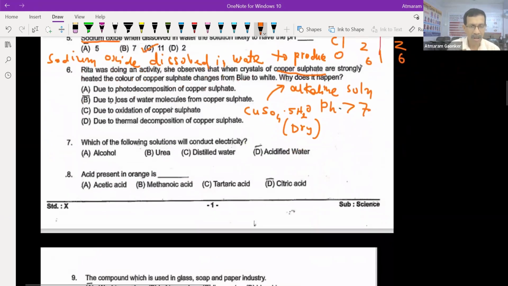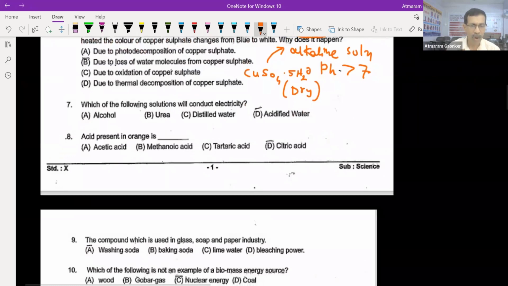Then question number 7. Which of the following solutions will conduct electricity?